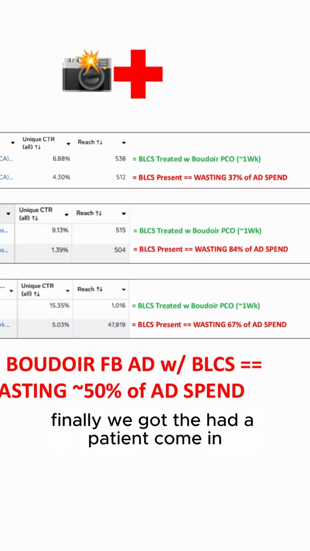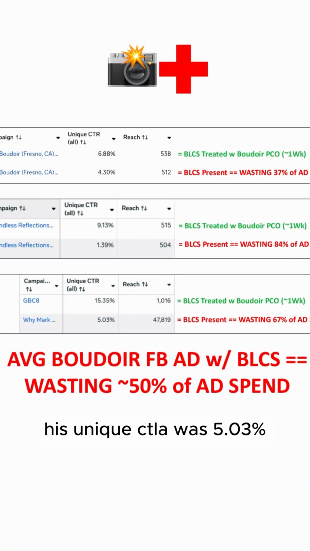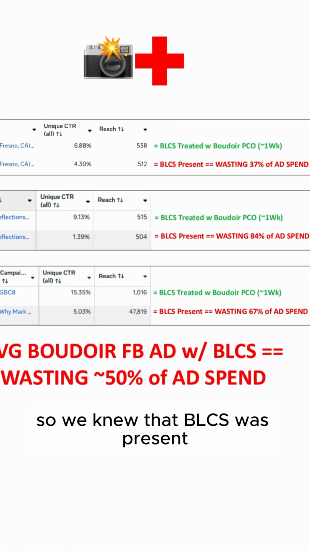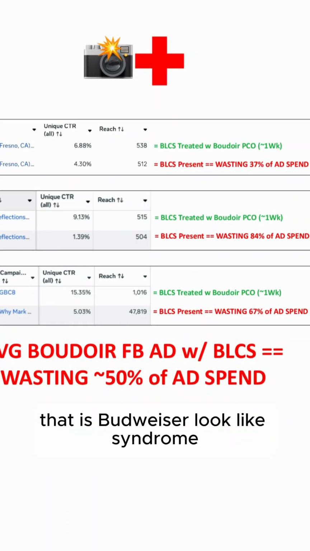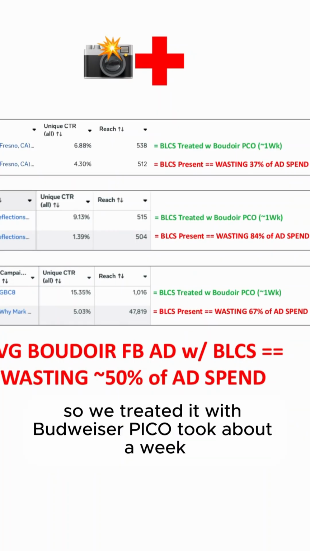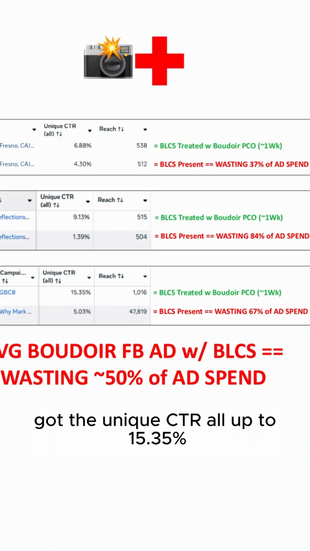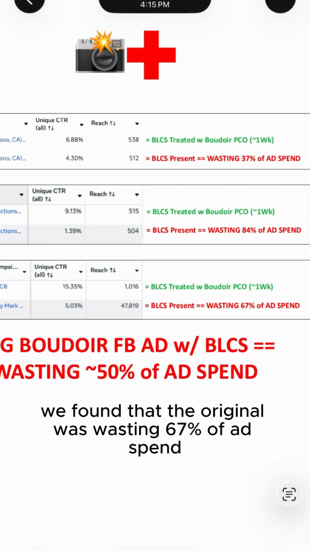Finally, we had a patient come in. His unique CTR was 5.03%, so we knew that BLCS was present. Unique CTR under 6% means BLCS is present. That is Boudoir low click syndrome. So we treated it with Boudoir PICO. Took about a week. Got the unique CTR up to 15.35%. So we found that the original was wasting 67% of ad spend.